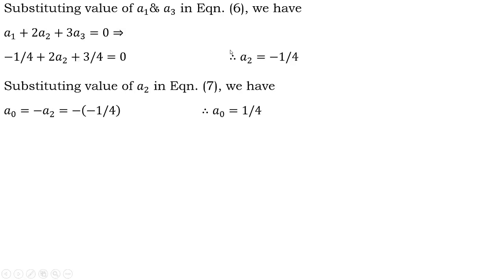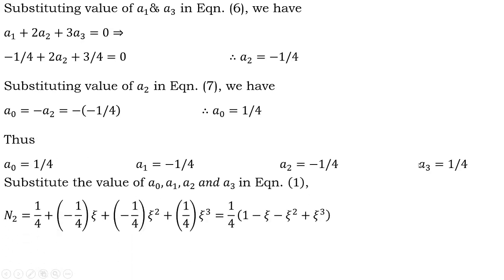Then I need to get the value of a0. So substituting that value of a2 in equation number 7, I'll get the value of a0. Equation number 7 is nothing but a0 is equal to minus 2a2. Therefore a2 value is minus 1 by 4, so minus of minus will become plus 1 by 4. So therefore the value of a0 is plus 1 by 4. So this is my fourth constant. So now I obtained all the four constants.